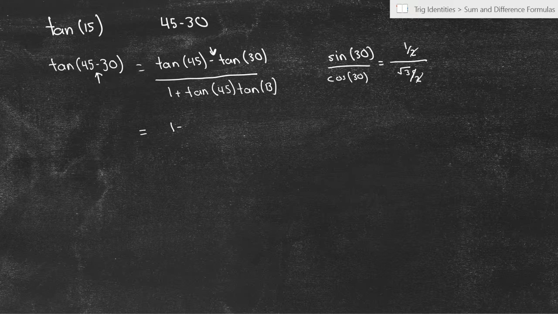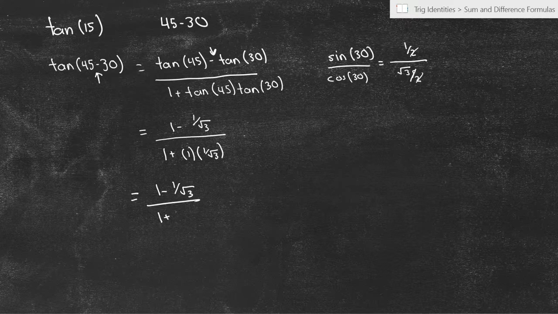So cross, cross. So 1 minus 1 over square root of 3, divided by 1 plus tangent 45, which we already said was 1, times tangent of 30, which we said is 1 over root 3. So 1 times 1 over root 3 is just 1 over root 3. So it's going to be 1 minus 1 over square root of 3, divided by 1 plus 1 over the square root of 3. And that is the tangent of 15.